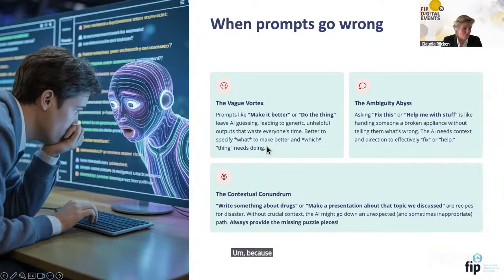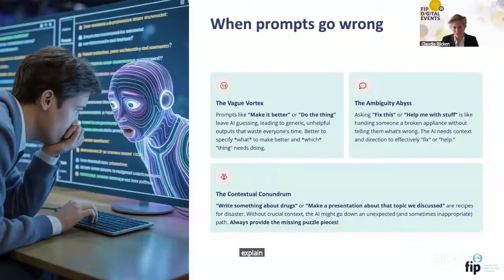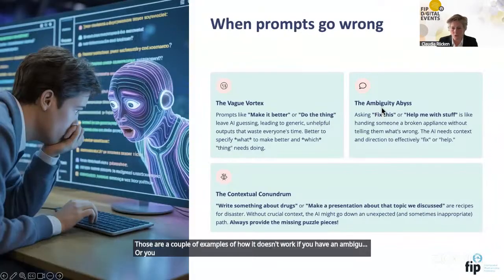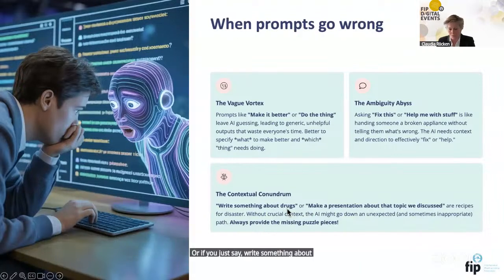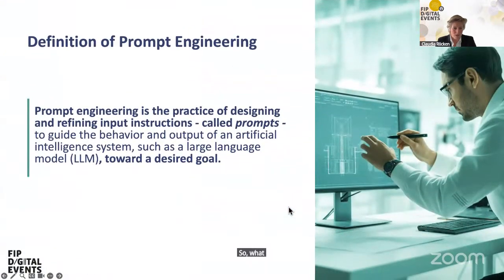Because basically your large language model is an intern that just started the first day at work. It doesn't know anything about the background while you're asking the question. So you need to give it tips and tricks and explain the situation in order to get an adequate output. Those are a couple of examples of how it doesn't work if you have a prompt with ambiguity, or if you just say write something about drugs, it just doesn't know what you are speaking about. So what is then prompt engineering?